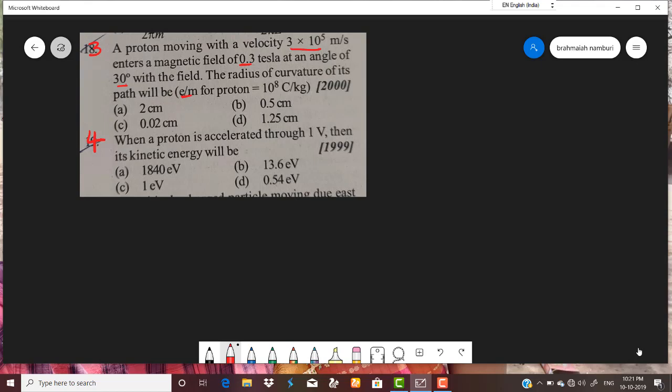For this, R equals m v sin theta by B q. It is the direct equation. Here q is the charge. It depends on the number of electrons or protons. They gave a proton, that means a single proton. So m into v, the velocity, 3 into 10 power 5, sin theta where theta is 30 degrees, sin 30 is 1 by 2, divided by B, the magnetic field 0.3, into q, the charge.